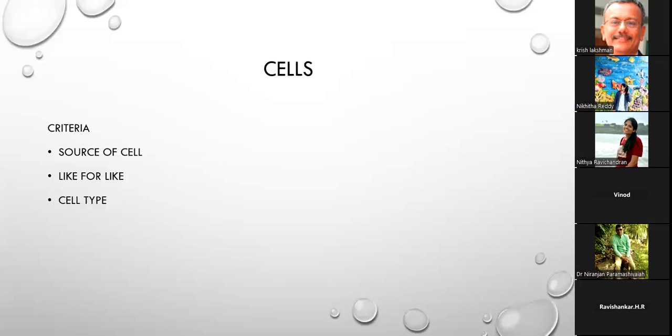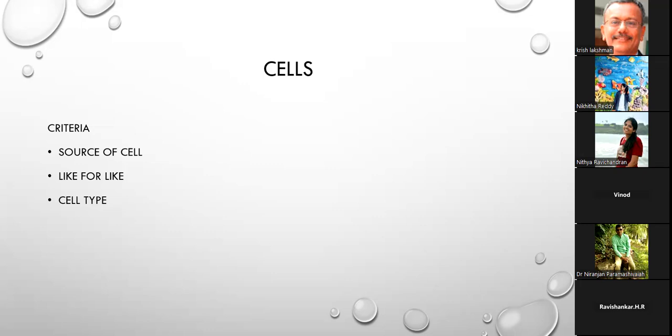What is TERM? Tissue engineering and regenerative medicine, sir. Correct. I think that is another buzzword which is being used very, very frequently.